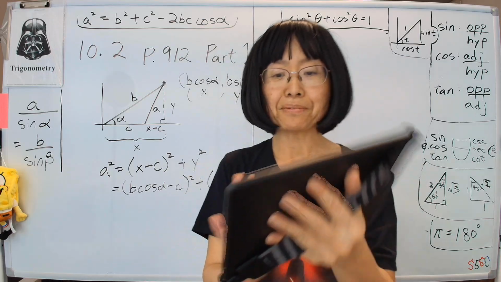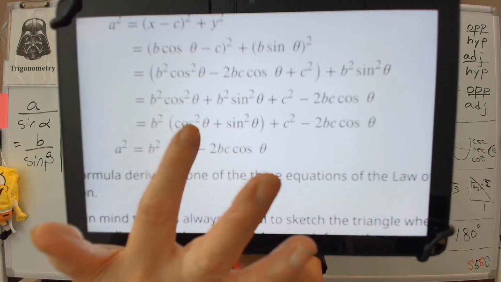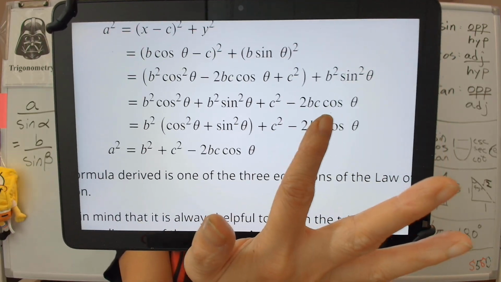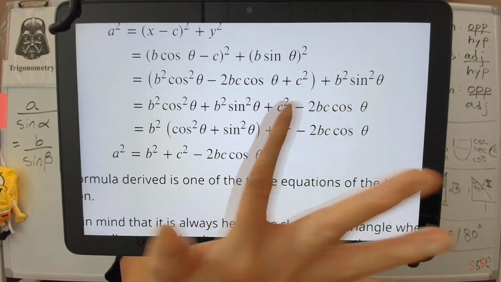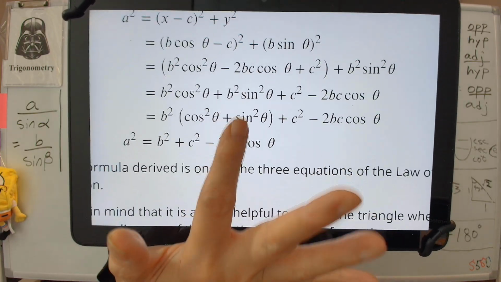So the next step is that we're going to play a useful trick. That is, we're going to move the minus bc cosine theta to the end of the equation and move the b squared sine theta up here. Why? Because we're going to use a factoring trick.